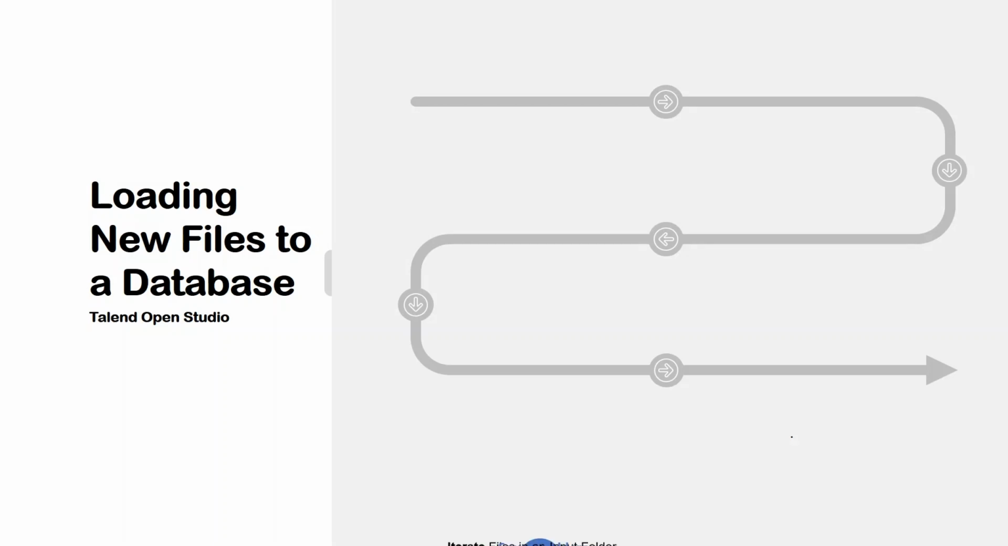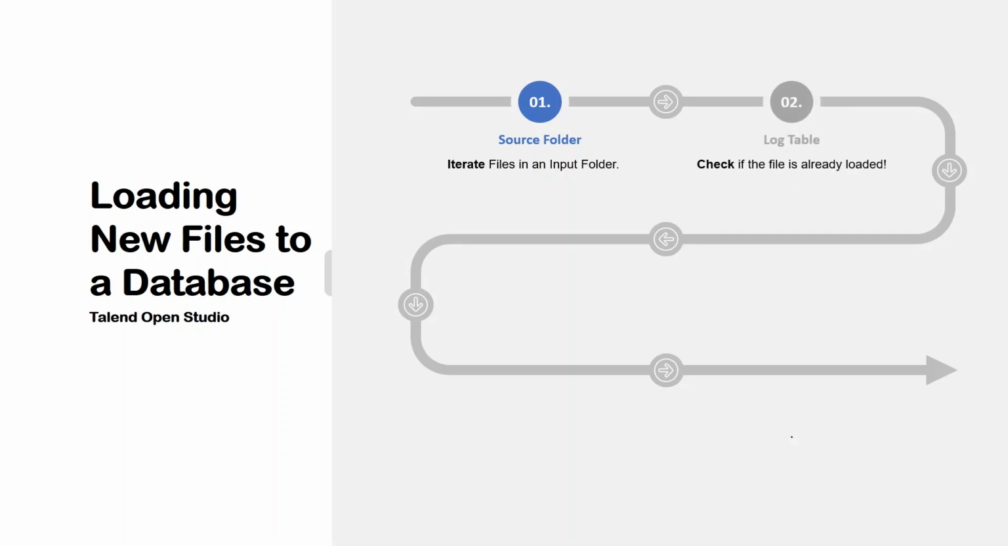So for the first step, what you need is to have the data, that is the extractions, in a folder. Just call it a source folder or an input folder. So we're going to be iterating the files in that input folder. And for each iteration, we're going to check if the file is already loaded in the database. If the file is already loaded, we reject it. And if the file is not loaded, we accept it.